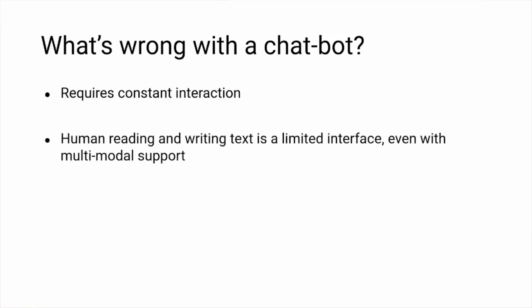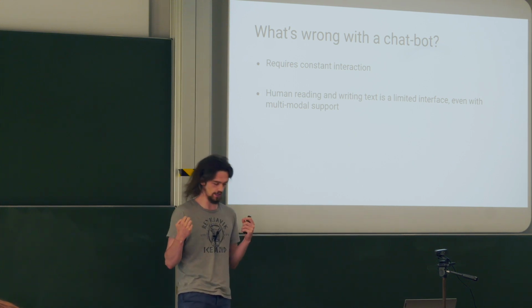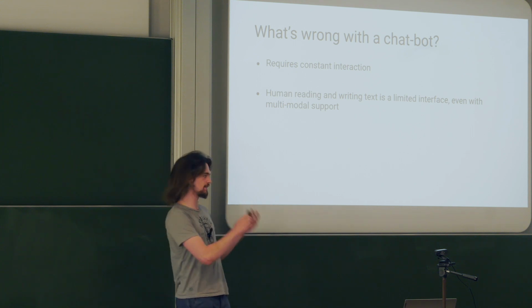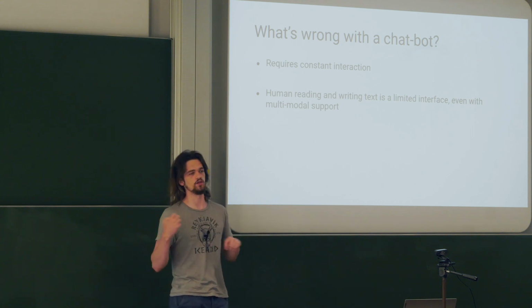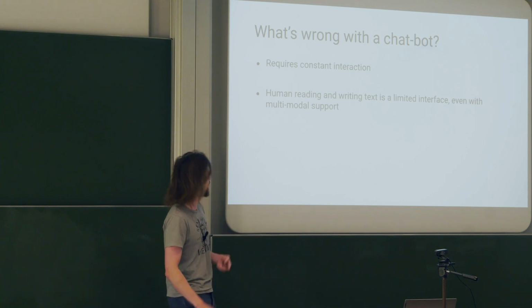Second is that humans reading and writing text is a bit of a limited interface. Even if you have multimodal support, where these models can generate images or accept images, this is still somewhat restrictive. There's lots of stuff in the world we might want language model-based systems to be able to do, and that is going to require more than just being able to talk to a human via text and maybe images.